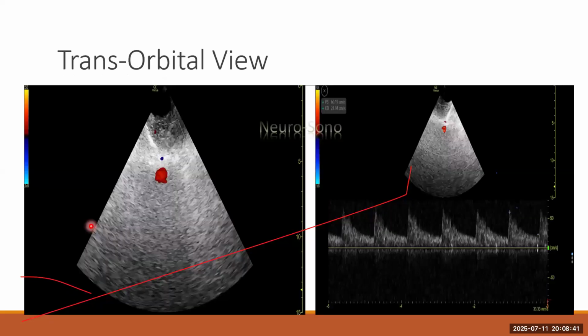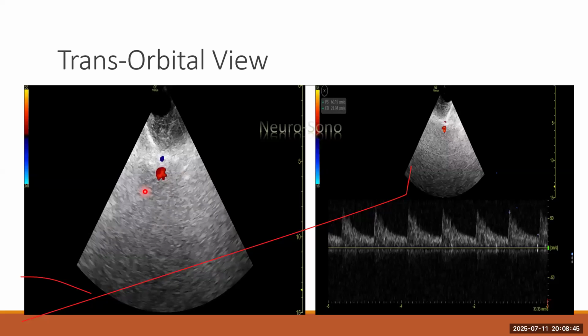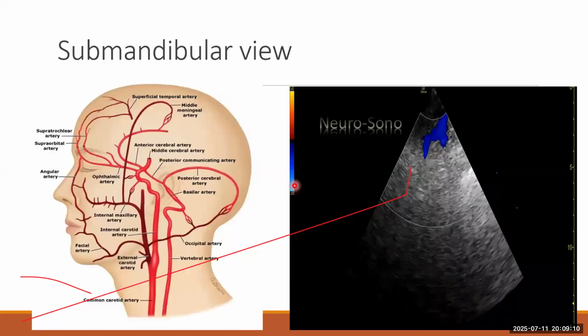It is the ophthalmic artery and the carotid siphon. So this is how the ophthalmic artery is insonated, somewhere between 4 to 6 centimeters, and beyond 6 centimeters the carotids are insonated. This is again the same thing. The intraconal vessel will be the ophthalmic artery, and the extraconal, or beyond the cone, would be our carotid siphon. And this is how the visualization takes place.